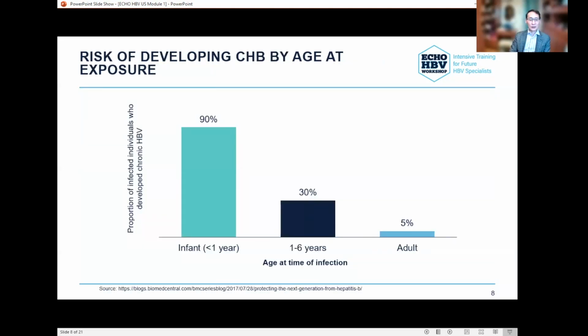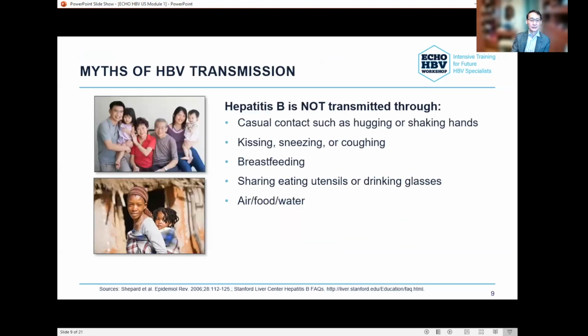Here is the risk of getting chronic infection by age. This data actually highlights how important the early prevention of mother-to-child transmission could be, the major step to reduce new infections. If you look at babies exposed to hepatitis B virus under the age of 1 year, 90% of them actually develop chronic infection, versus in adulthood, only 5%.